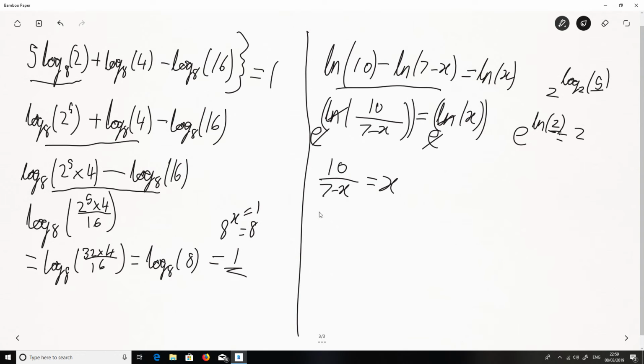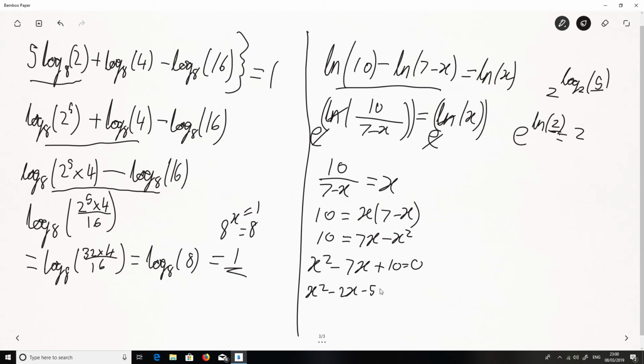So we rearrange this to put our x's on the same side. So we say 10 equals x times 7 minus x. Expand that out. So 10 equals 7x minus x squared. And now we'll rearrange this to get x squared minus 7x plus 10 equals 0. So we need to make minus 7x and 10, so the factors we can use is x squared minus 2x minus 5x plus 10 equals 0.